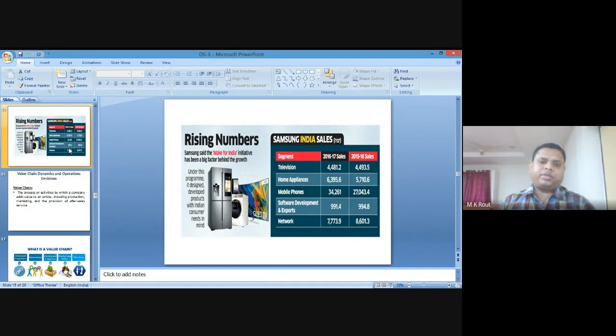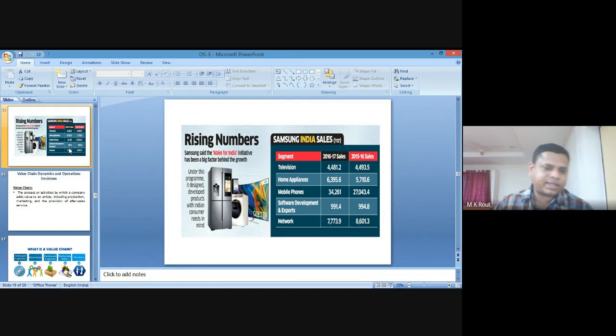In the segment of Samsung India sales, if you see in case of televisions, home appliances, mobile phones, software development and export, and network, they also increase day by day. You can say that is the sales of year 2015 versus year 2016. In that case, the revenue generation is on a very high side. But Samsung said that the Make for India initiative has been a big factor beyond the goal. As I told, if you register your brand or your company under the Make in India concept, Make for India means Make in India concept.